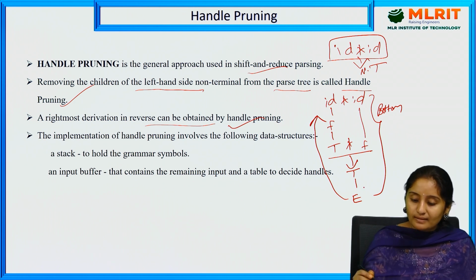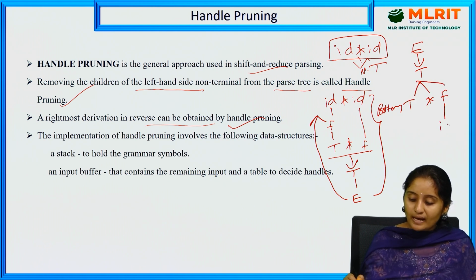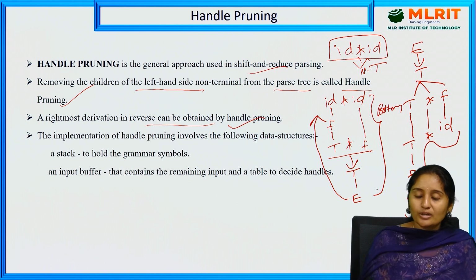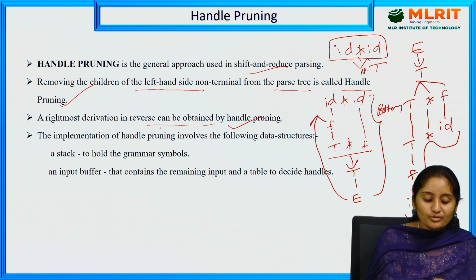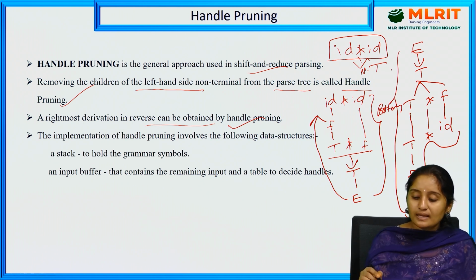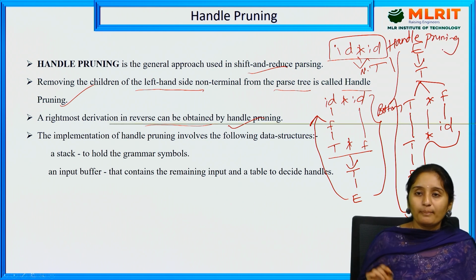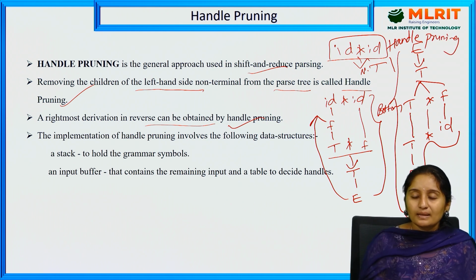Same thing we will see here. E tends to T, T tends to T * F, F is reduced to id, next star, next T tends to F, and F is again reduced to id. So, see here, when I apply the rightmost derivation for this bottom-up parser in reverse manner, we call it handle pruning. We are going to apply it in a reverse manner. That is handle pruning.